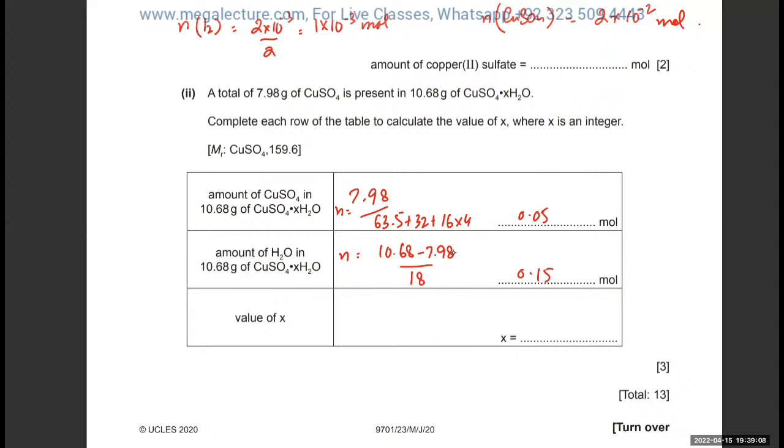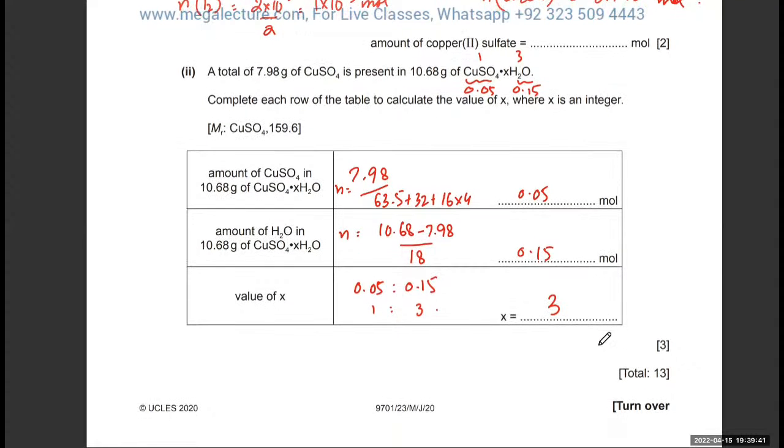Now the ratio is that 0.05 moles of copper sulfate contain 0.15 moles of water. So it's basically 1:3, right? That means one copper sulfate has 3 water molecules, so X is 3. And even for that, you're going to show your working. Don't directly just jump and write the answer. When you're attempting the paper, try to show as much working as possible. Whichever way, at least show some working. Okay, so X comes out to be 3. Is that clear?